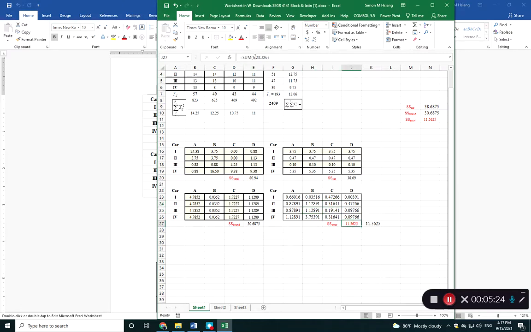you get your local commute or your error term. So this 11.5625 is the true local commute. But you compare that with this, you will have the same number.